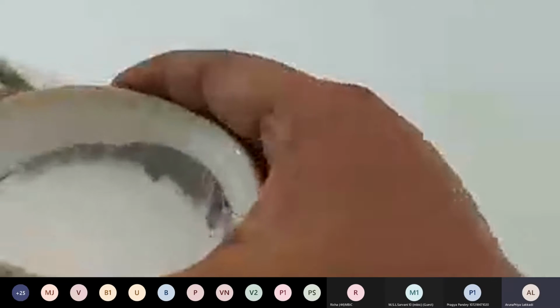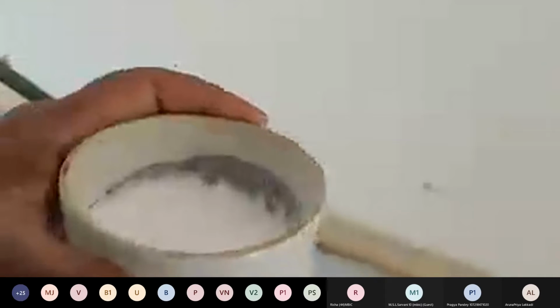You can write it. ఇంకా రెండు మూడు filter paper.